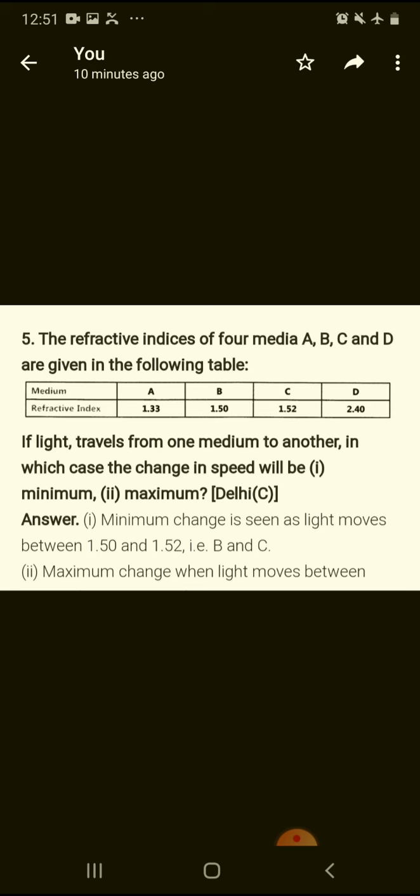And the greater change in the speed we will see when there is the greater difference in the refractive indices. So the maximum change we will see between A and D. If it is between A and D, then we will see the maximum change.